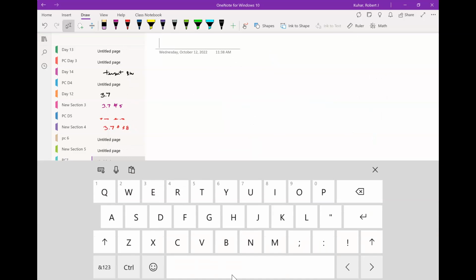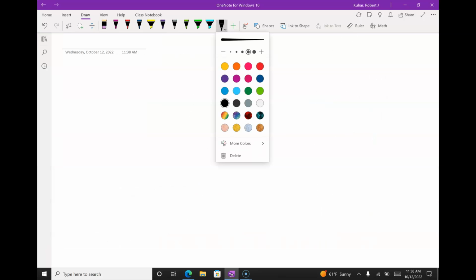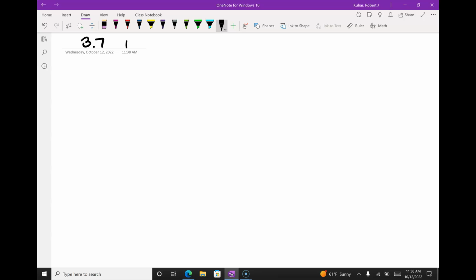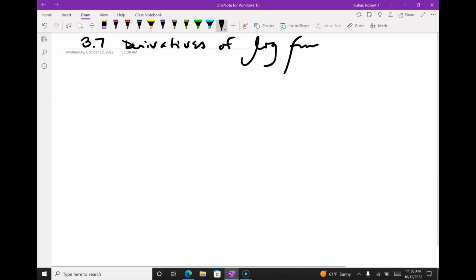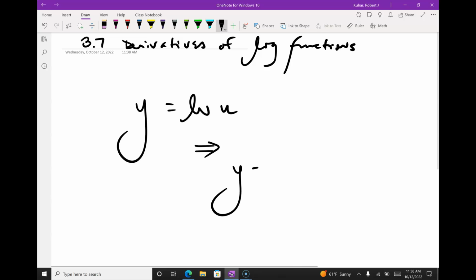So I want to do section 3.7. This is our last section of the text, and we're doing derivatives of log functions. I restrict the log functions to base e, and I restrict my exponential to base e. So the only function I'm dealing with is e to the x or e to the u or ln of x or ln of u, right? So our first question is, if I have y equals ln of u, what is y prime?